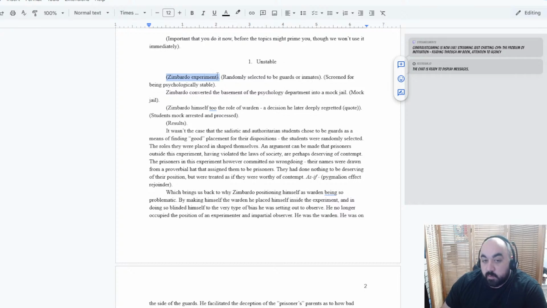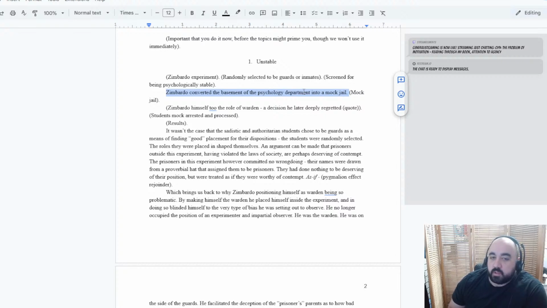And in this experiment, it was done with a bunch of college students, and they were randomly selected to be guards or inmates. They were screened to make sure that they were psychologically stable, and Zimbardo converted the basement of the psychology department into a mock jail. It had various cells, rooms for prisoners, and he himself was the warden.